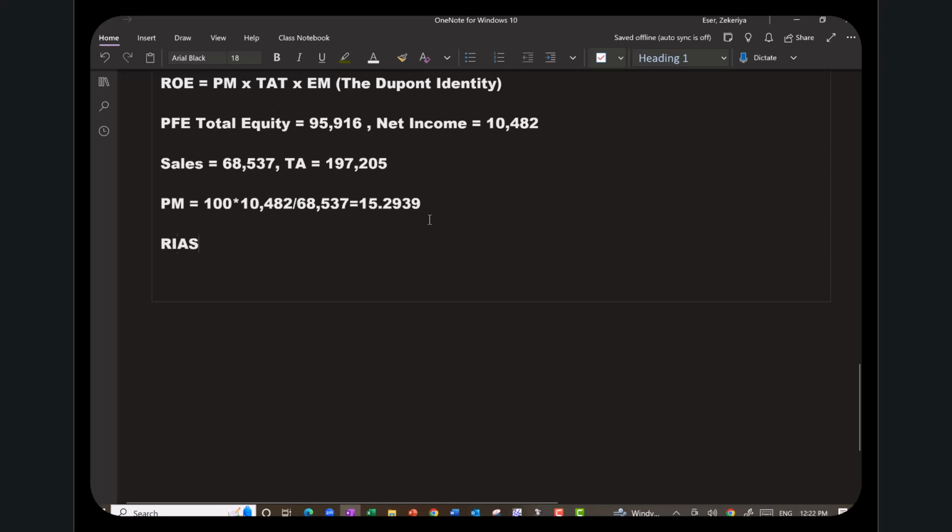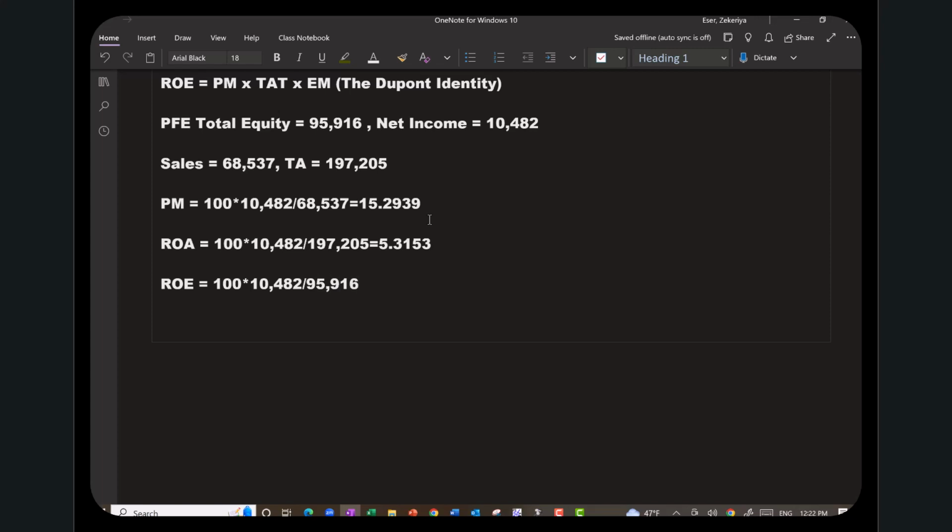ROA: 100 times net income divided by total assets, 5.31%. ROE: 95,916. So that's 10.92%. You can immediately calculate EM as ROE divided by ROA.